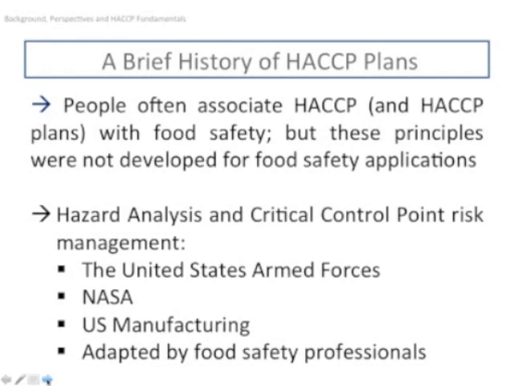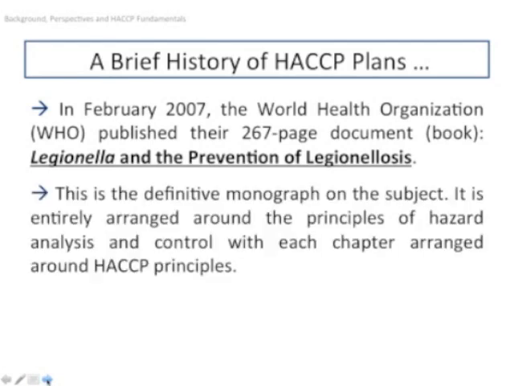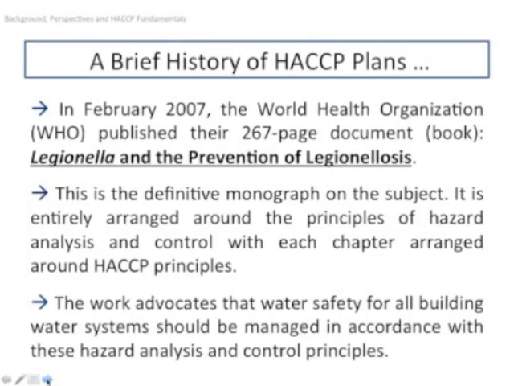And it follows this very well time-tested and documented success from applying the process to many, many different kinds of endeavors, including food safety. In February 2007, the World Health Organization published their 267-page document, which is a free download from the WHO, and it is really the definitive monograph on the subject. I was one of the co-authors, along with about 100 other experts from around the world. The principles of hazard analysis and control, with each chapter arranged around HACCP principles. Now, there are some differences, which I won't go into now in the interest of time, but if you'd like to discuss the difference and why the acronym HACCP is not used in the WHO book, perhaps we can discuss that later if there's time.